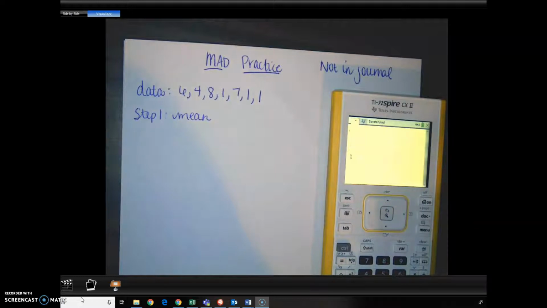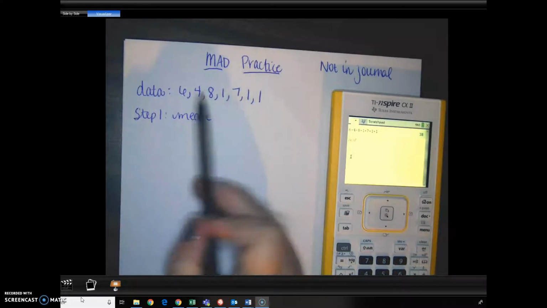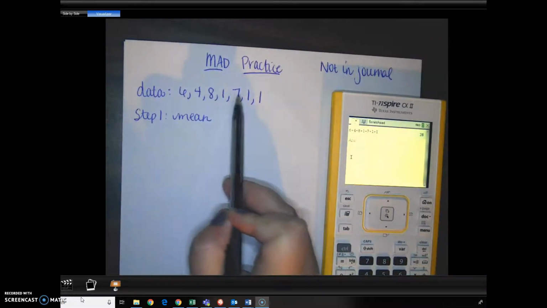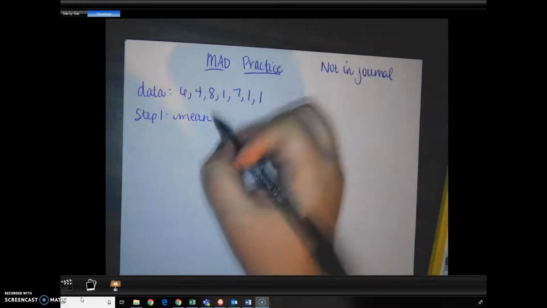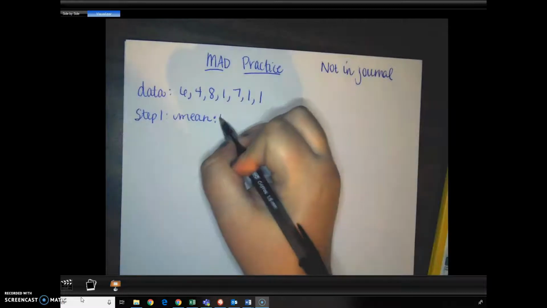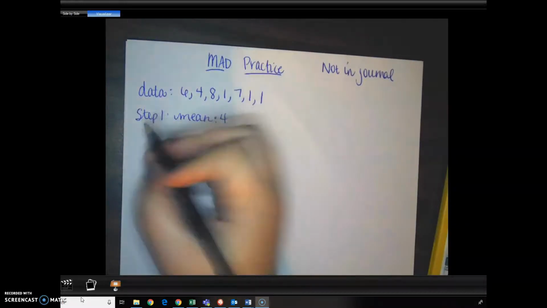So 6 plus 4 plus 8 plus 1 plus 7 plus 1 plus 1. And I got 28. I'm going to divide by how many there are. 1, 2, 3, 4, 5, 6, 7. So I'm going to divide 28 by 7. And I get 4. So my mean is 4. 3 letters, 3 steps. That's step 1.